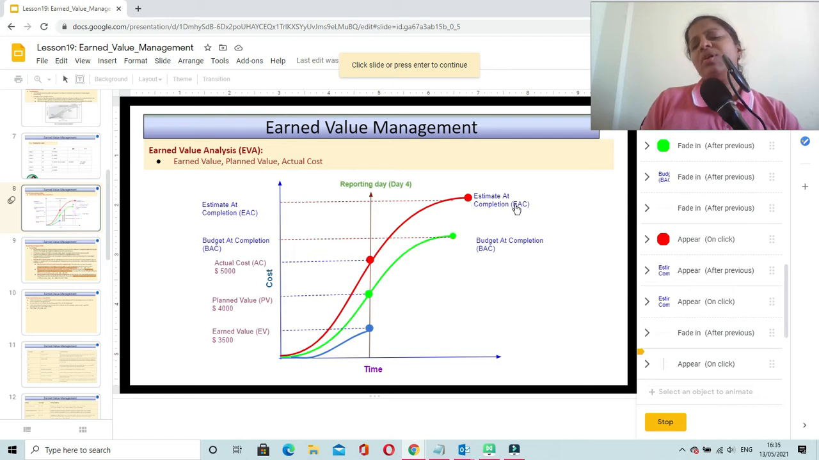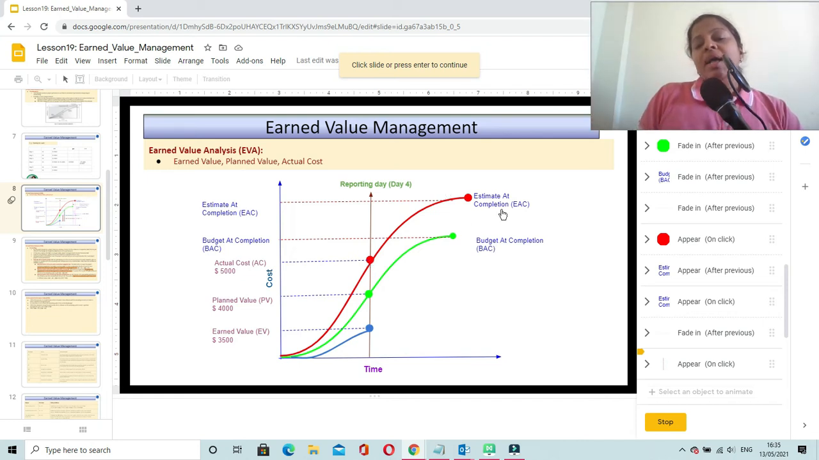And why do we call it estimate at completion is, on a particular day when you measure the performance of your project, you will be able to forecast the total cost of your project if your project trend continues the same way.